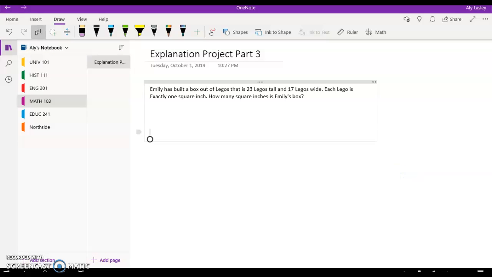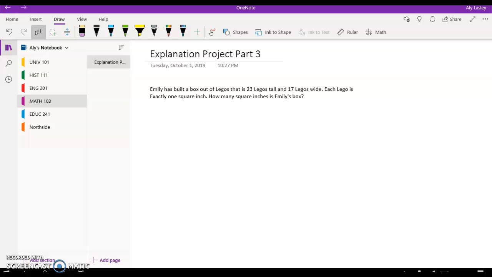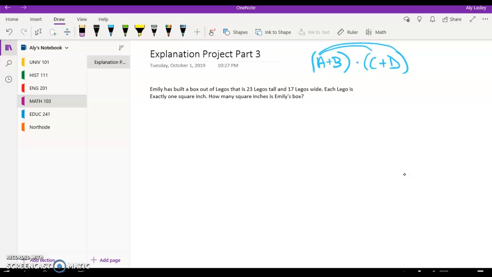Hello everybody, today we are going to learn multi-digit multiplication using the distributive property. So basically what we're going to be doing is splitting our numbers up into A plus B times C plus D. And then we're going to make sure that each part of the first part gets multiplied by each part of the second part.